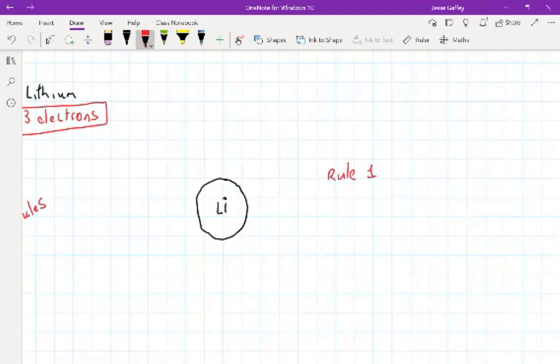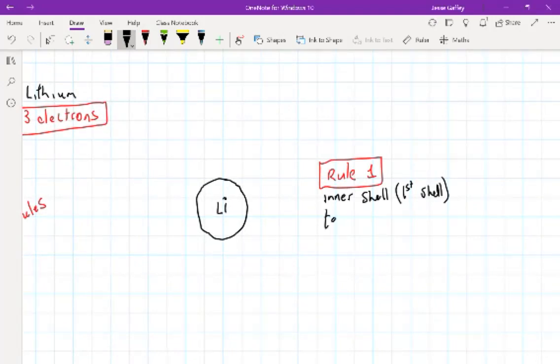Rule 1. Now just listen, don't be trying to copy down everything. I will give you a chance to write down the rules in a couple of minutes. Just listen to me now while I explain. The first rule is that the inner shell, what we call the first shell, which is the one I've drawn here, holds or takes a maximum of 2 electrons. Maximum amount it can hold is 2.